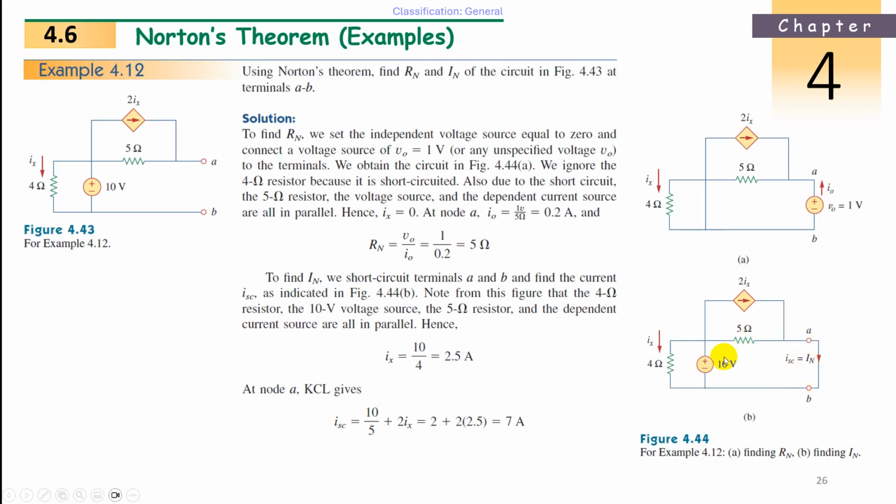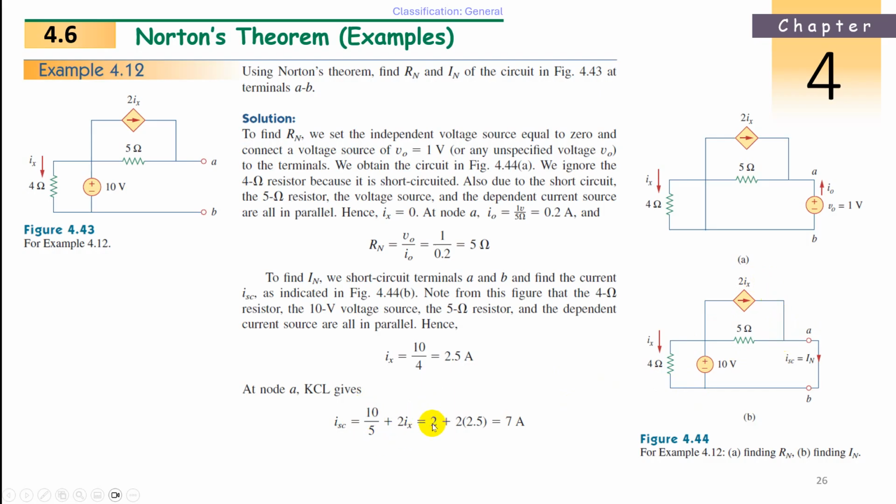10 divided by, V1 minus V2 divided by, that is the current entering here from this 5 ohms, is nothing but V1 minus V2. What is V1? 10 volts, because higher potential. In parallel, both are the same. So 10 volts divided by 5 is the current in the 5 ohms, that is 10 divided by 5, plus the 2ix current entering here at node A, plus 2ix.